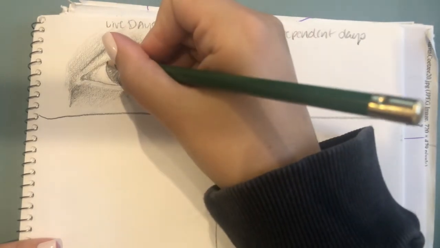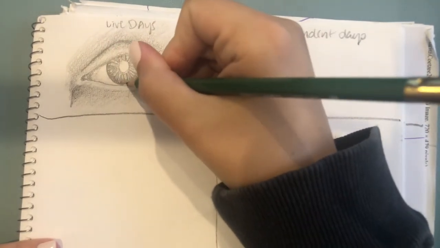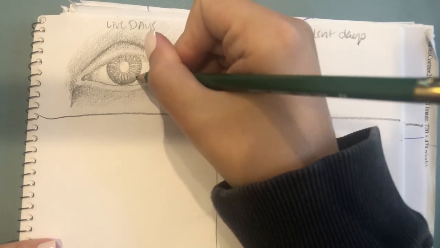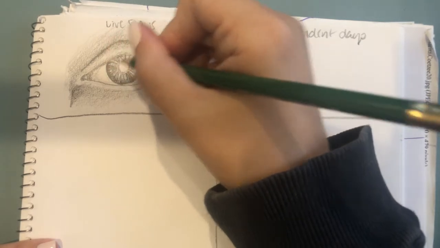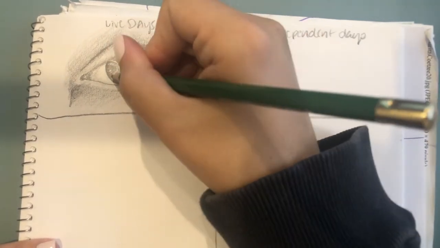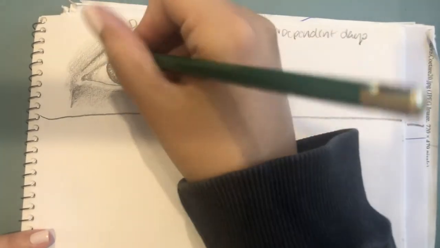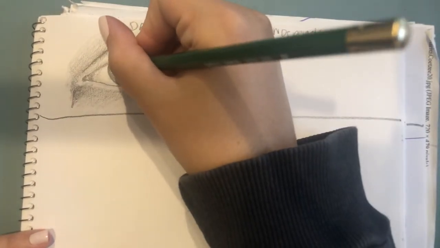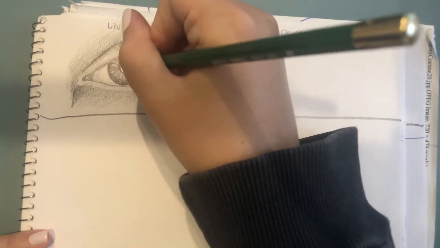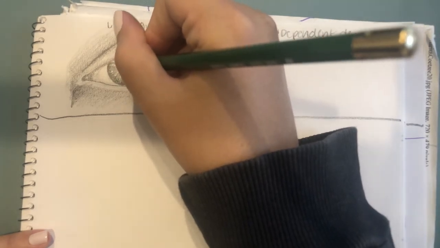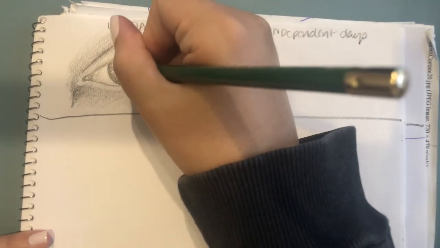Next, I usually go over that outline one more time so that it's covering up those individual lines I made, because most eyes do have some sort of outline on them, or irises. And then the pupil. So outline the pupil. Make sure you leave a highlight. So I usually add a little circle where I'm not going to shade it in. And then I just shade in the rest.